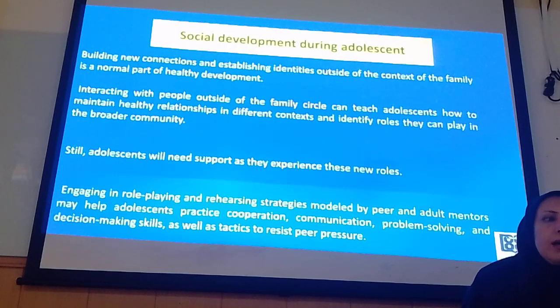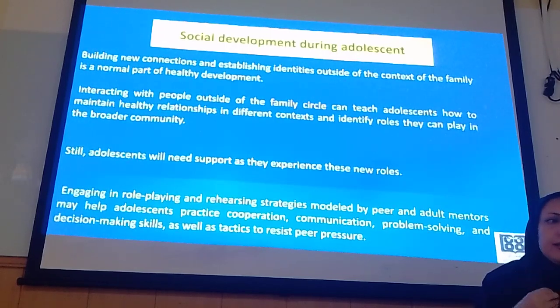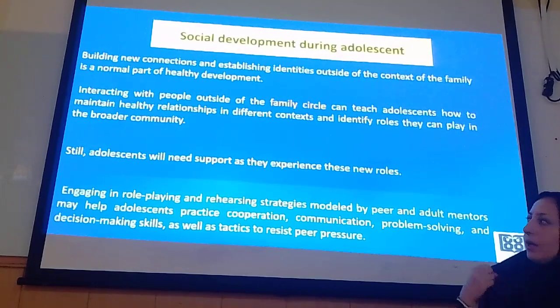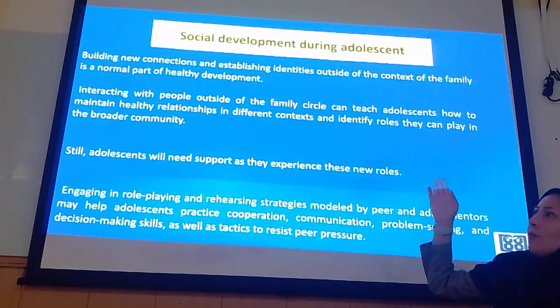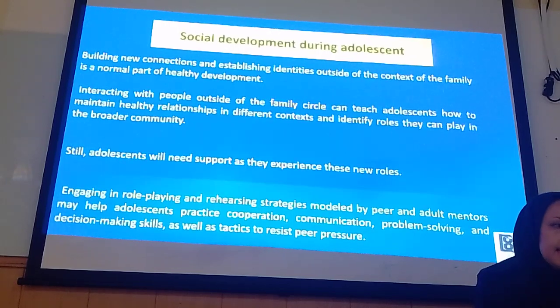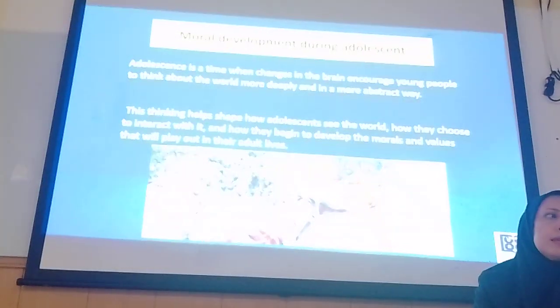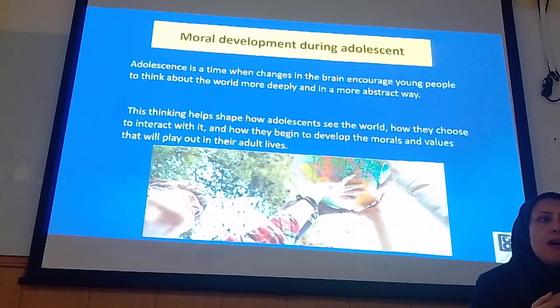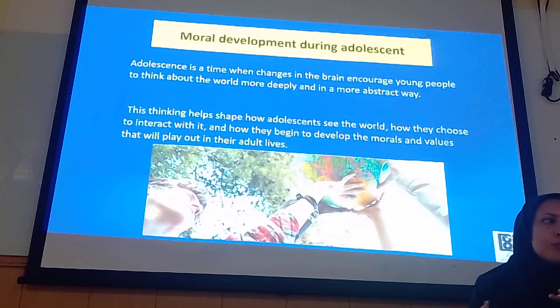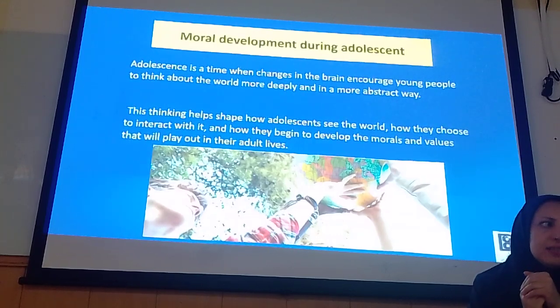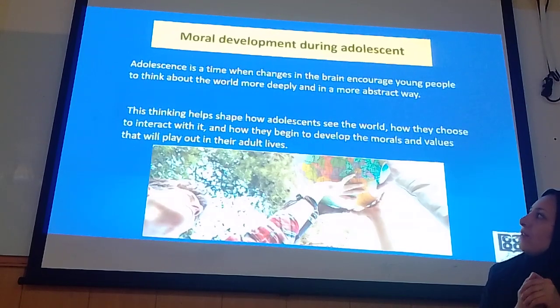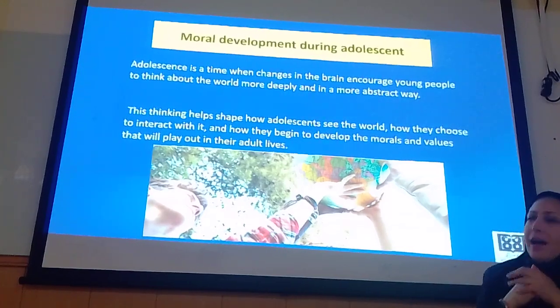And in social development, we have two items: expanding their social circles and expanding their social groups. These two topics occur in social development during adolescence. And the last development is moral development during adolescence. Adolescence is a time when change in the brain encourages young people to think about the world more deeply and in a more abstract way. This thinking helps shape how adolescents see the world, how they choose to interact with it, and how they begin to develop the morals and values that will play out in their adult lives.